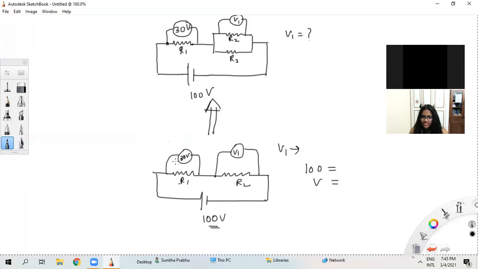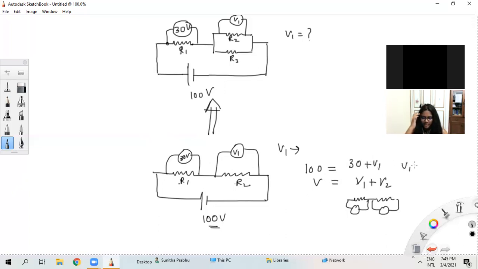Okay. Yes, sir. So it would be V is equal to V1 plus V2, we said. These are the voltage drops across each of these resistances. That is what we are going to measure here, isn't it? This one I have already told. So 100 equals 30 plus X. So 30 plus X equals 100, so X equals 70. That means this fellow will read 70. Correct? Yes.